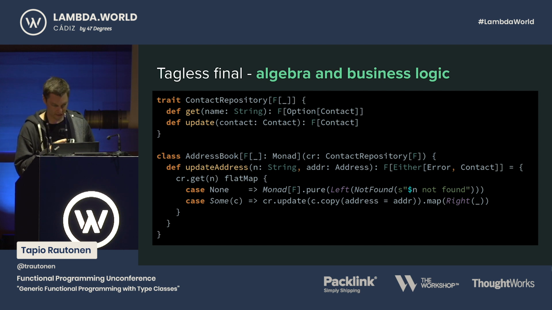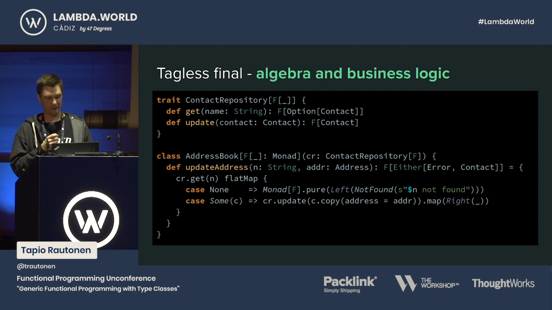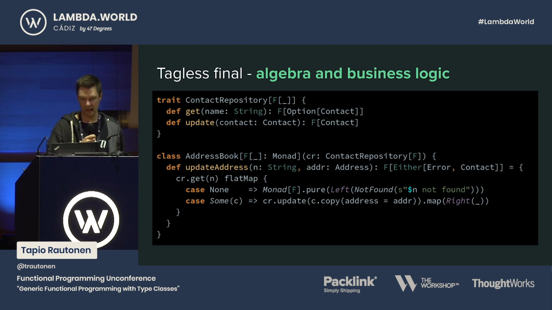And then we create an address book, a simple address book interface, and we utilize the principle of least power here. What is the simplest thing we need to create an update address function? We have these two primitives, get and update, and how do we combine these? First we get by the name, and then we need to update the address with another function.